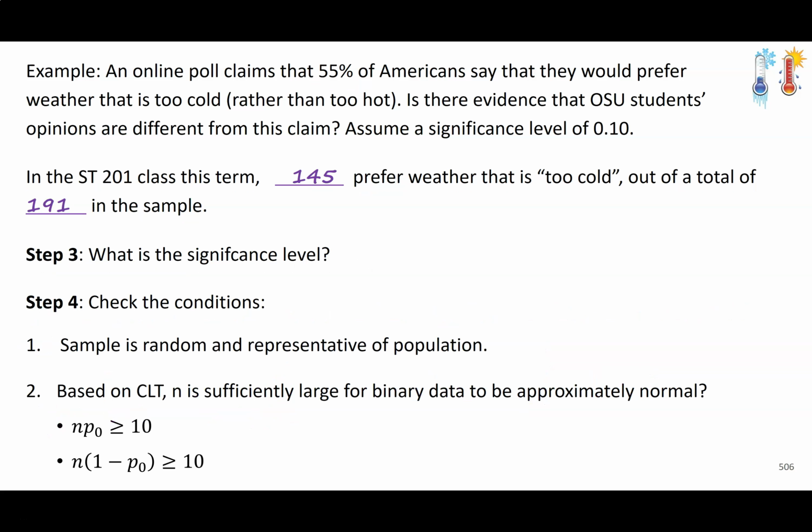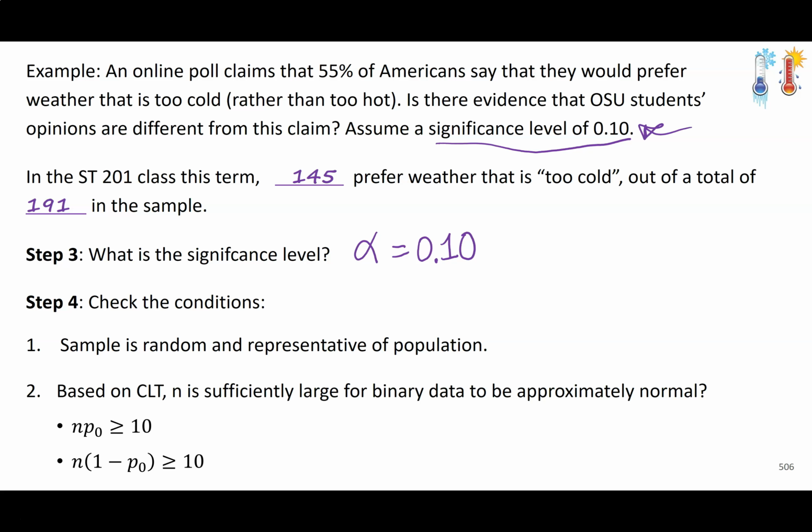So moving on down my steps, what's my significance level? That is just this right here. Typically we will give you a significance level. Anytime we don't, you can assume by default it's 0.05. However, if we give you one, use the one we give you.